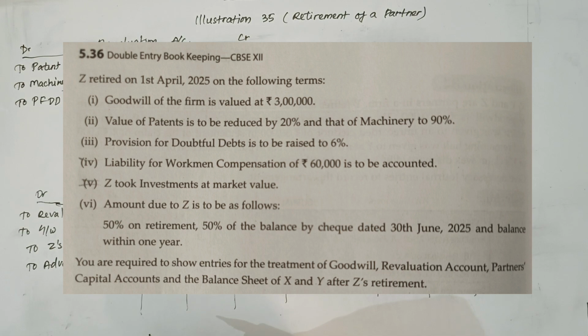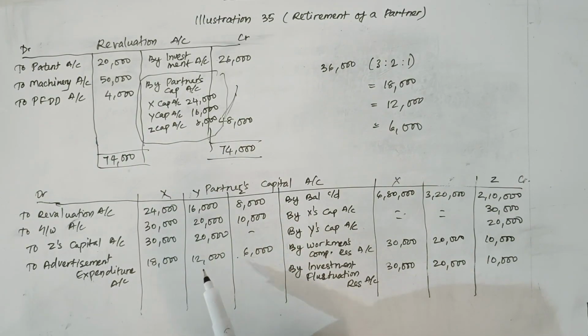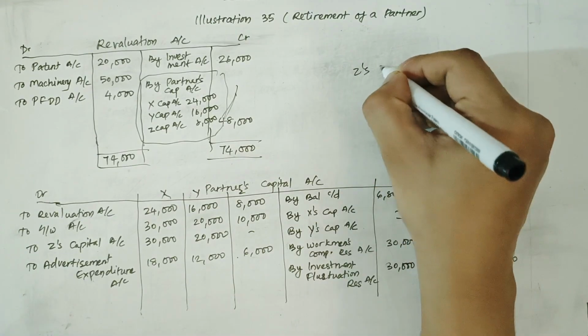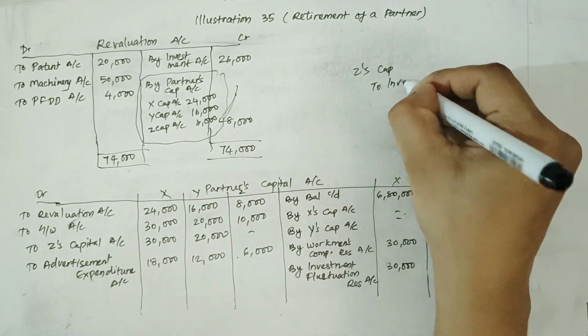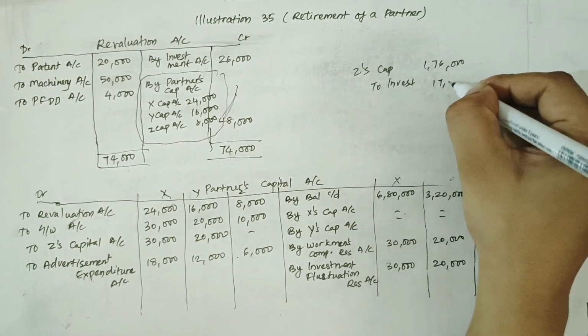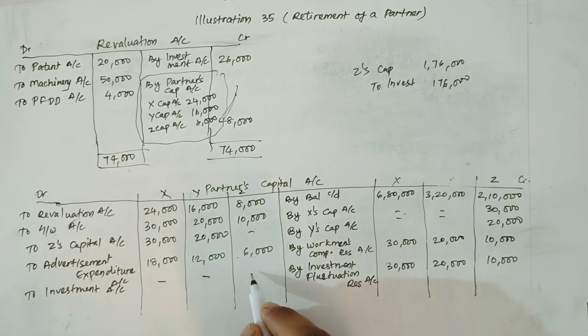In the adjustment, fifth question, Z took investments at market value. One of the partners is taking over investment at market value. So the journal entry will be Z's capital account to investment account. 1,76,000 is the value. So it will be recorded on the debit side of Z's capital account to investment account, 1,76,000.